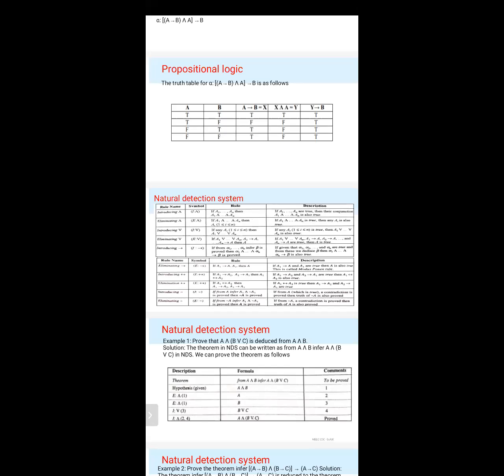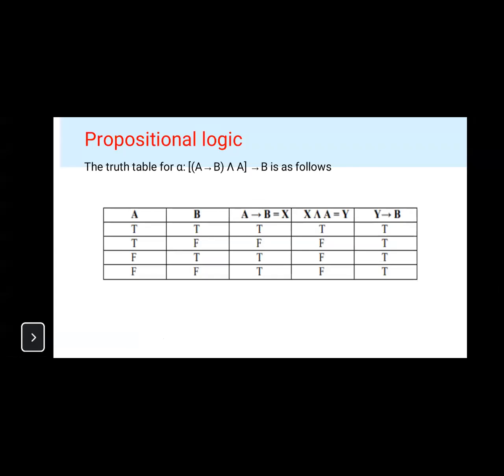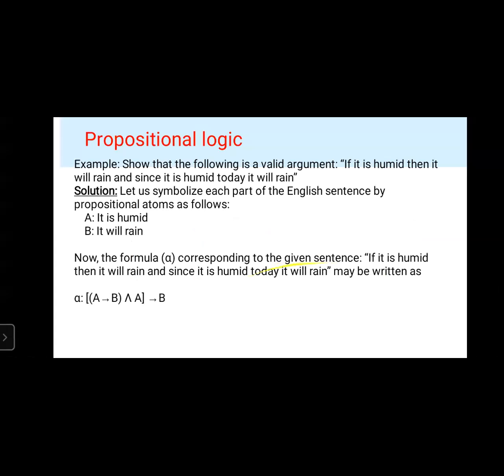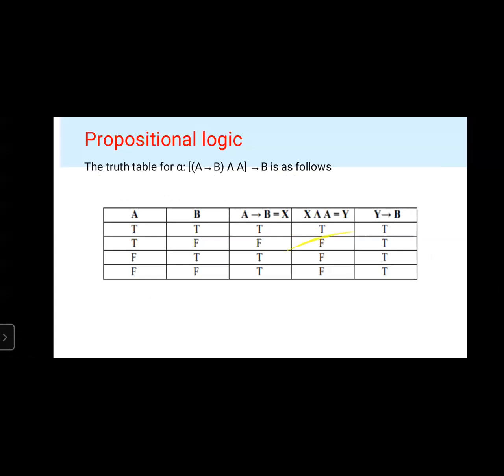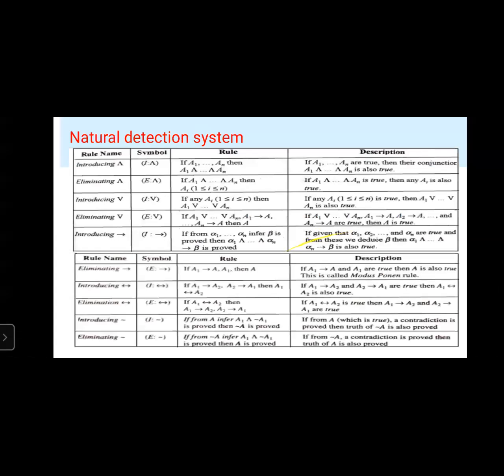Coming to NDS, natural deduction system. Let us see some of the rules here. Introducing and. We can represent it as I colon and. The rule here is: if A1, A2, and so on up to AN, then A1 and A2 and so on up to AN. The description of this rule is: if A1, A2, and so on up to AN are true, then their conjunction, that is A1 and A2 and A3 and so on up to AN, is also true.